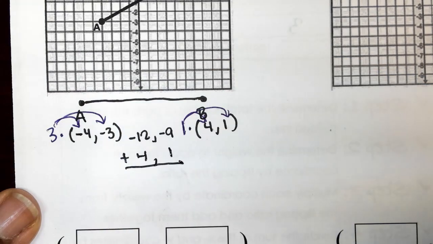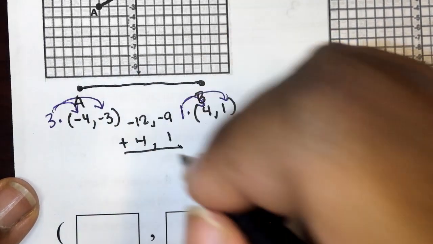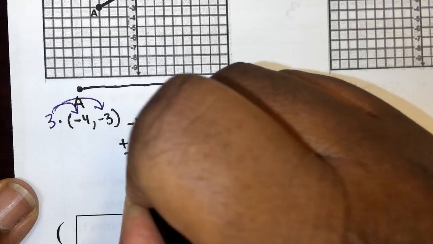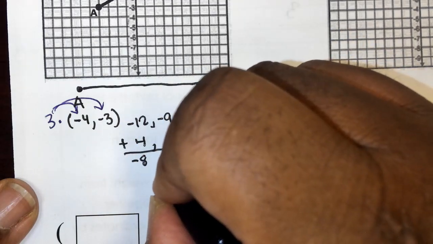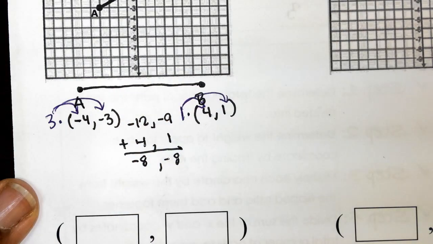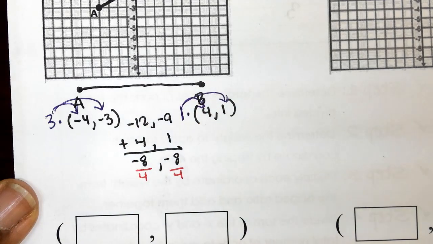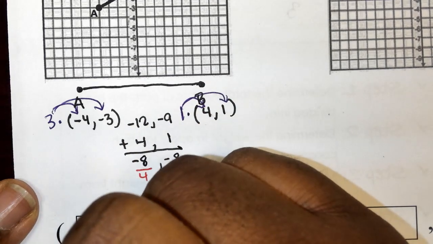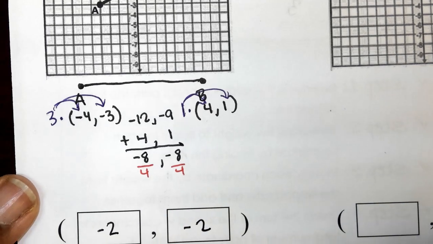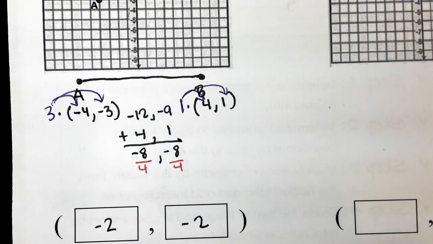We're adding those together again. Negative 12 plus 4, negative 8. Negative 9 plus 1, negative 8. Dividing by 4, that Aubrey told us. Negative 2, negative 2. My partition point is going to be at negative 2, negative 2.